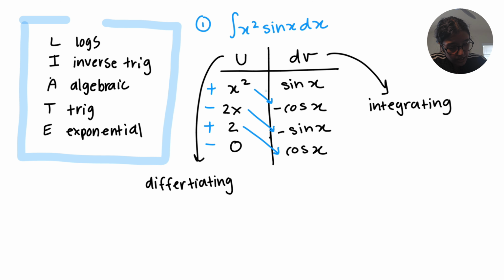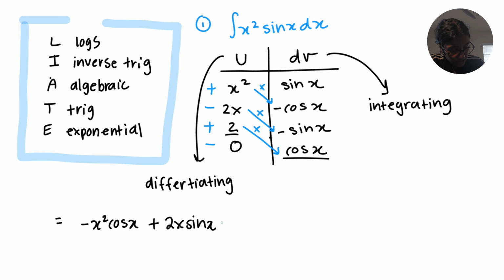So we are going to be multiplying each one of them. So our answer is going to be x squared times negative cos x, which is negative x squared cos x. Then 2x times negative sine x, but remember we have this negative over here, so we have to include that as well. So negative times this negative, that's a positive, so positive 2x sine x.